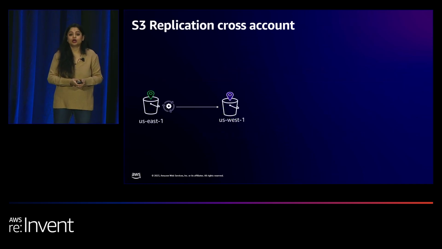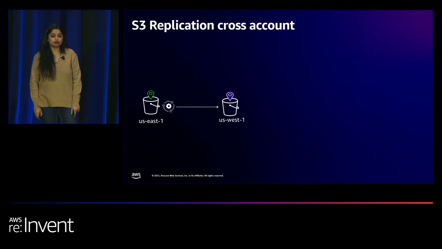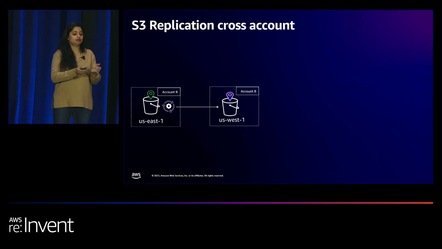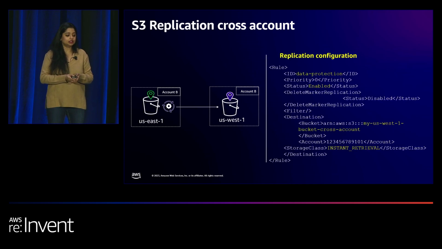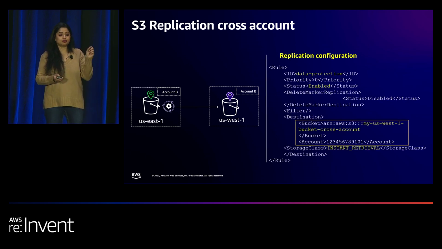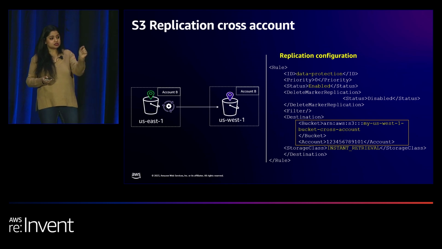Going back to our cross-region replication rule, for additional protection and controlled ownership of data, you can choose to replicate to a different AWS account at the destination. In our example, under destination, we see that there is a bucket ARN and there is an AWS account ID. This is the bucket in a different AWS account ID to which objects will be replicated.